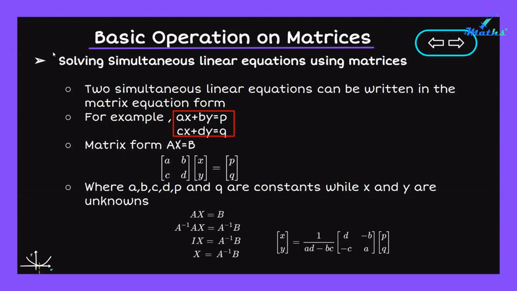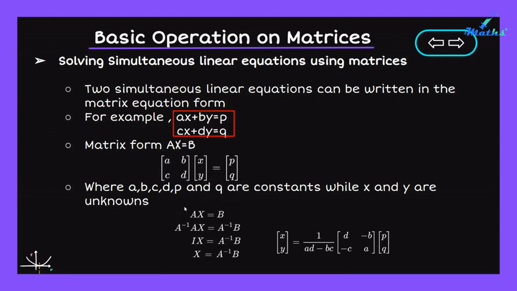Next, solving simultaneous linear equations using matrices. For example, two simultaneous linear equations can be written in matrix equation form. For example, AX plus BY equals P, CX plus DY equals Q. The matrix form AX equals B is like this, where A, B, C, D, P, and Q are constants, while X and Y are unknowns. So, this one is an explanation.